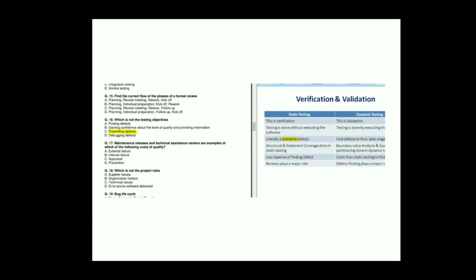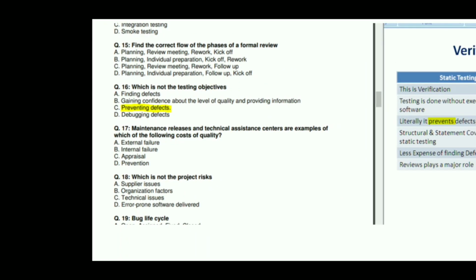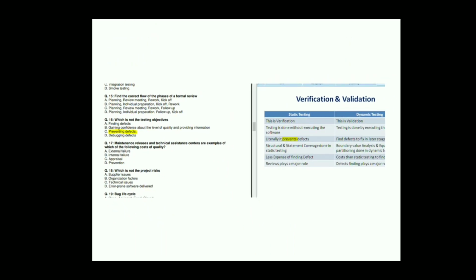All right, so this is the final one. Yes, the previous slide we have discussed: verification and validation, and static testing literally prevents the defect. See, which is not the testing objective? So what is the testing objective actually? I have given it in the first slide itself. In the definition of testing, the intention of testing should be finding the defect. That is one objective. So definitely this is not the answer.